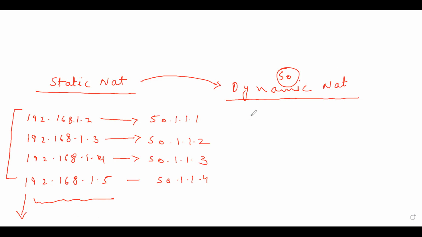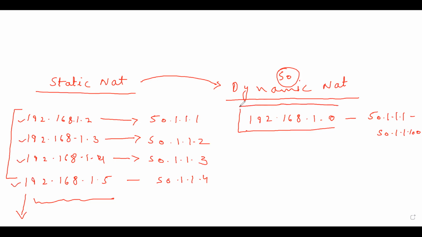Suppose that I need 192.168.1.0. So I will directly write the network, and directly I will write the public IP. I need 50.50.1.1 to 50.50.1.100. So my problem will be solved within one line. I don't need to write this statement again and again, one by one. I will directly write the network and directly give a range.